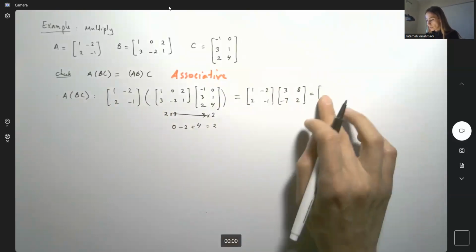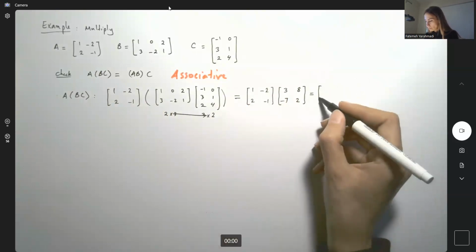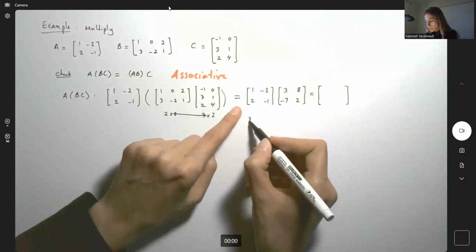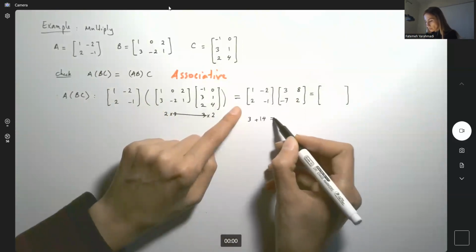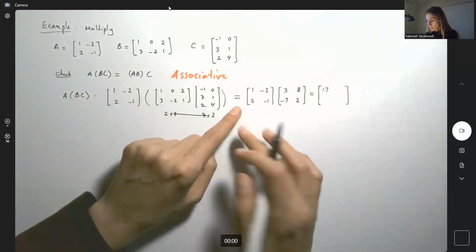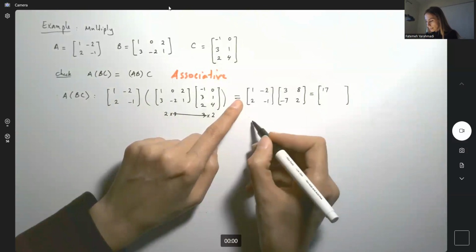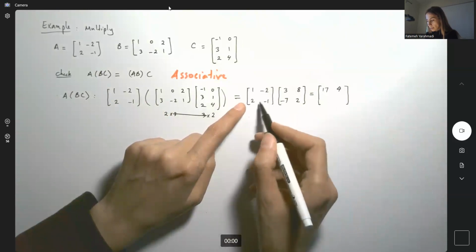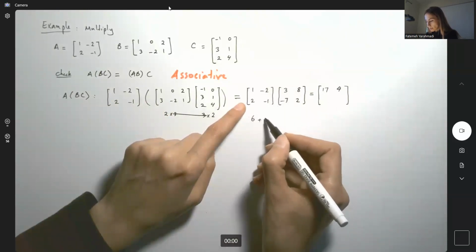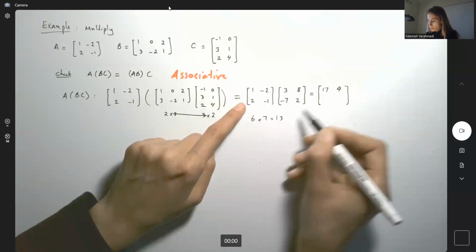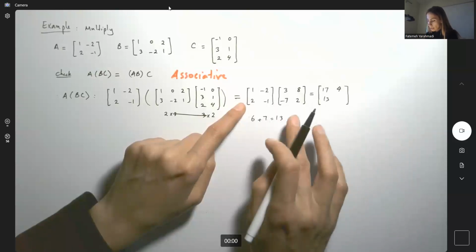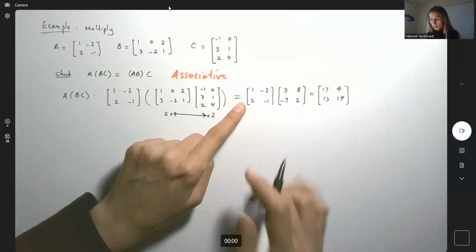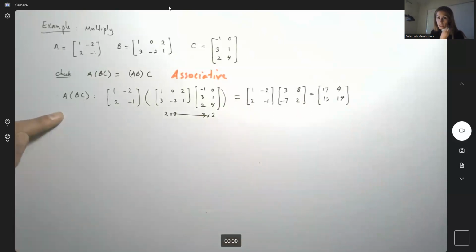Now we're going to just multiply these two matrices. The outcome is going to be a 2 by 2 matrix. Very good. So the very first row, the first column, you get 3 plus 14, which is just 17. The first row by the second column, 8 minus 4, which is 4. Then the second row by the first column, you get 6 plus 7, which is 13. And finally, the second row and the last column gets 16 minus 2, which is 14. So this is A multiplied by BC.